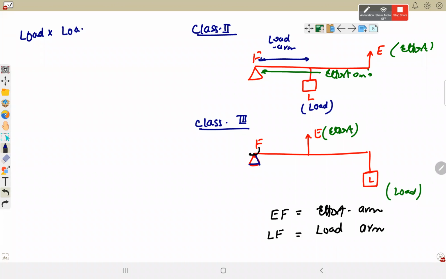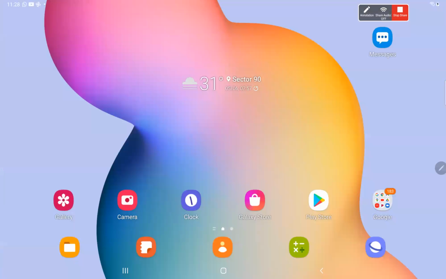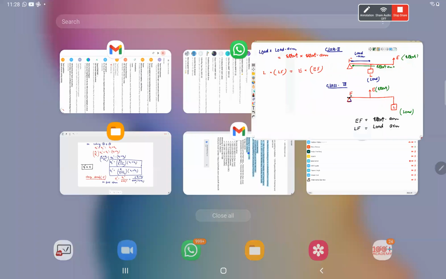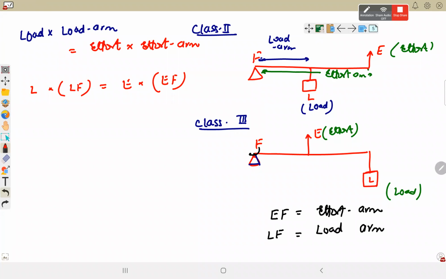The perpendicular distance of the load from the fulcrum is called load arm. This must be equal to the moment of force or torque applied by the effort, which is effort into effort arm. So load L into LF is equal to E into, in your book BF and AF is written for the effort. I use this notation EF to understand that this is the distance between the point of application of effort and the fulcrum.